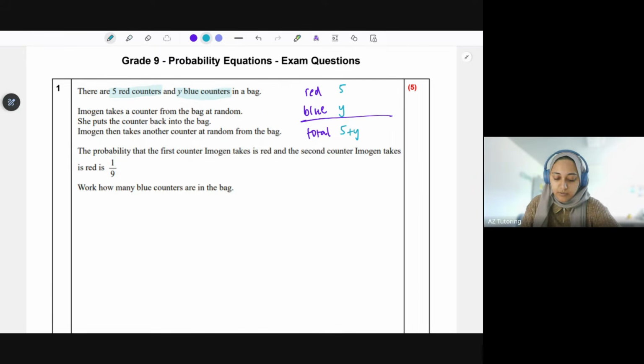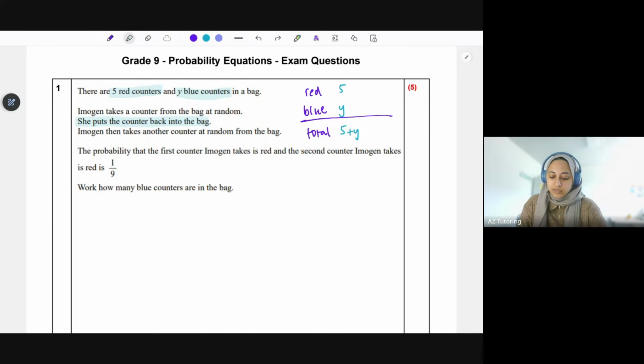Imogen takes a counter from the bag at random. She puts the counter back into the bag. This statement here is really important, that she puts the counter back into the bag. Reason being, the probability is not going to change after, because she's putting the counter back into the bag. Let's say, for example, she picked out a red. She then put that red back into the bag. Then if she was choosing another counter, the probability would just remain the same. So that's really important.